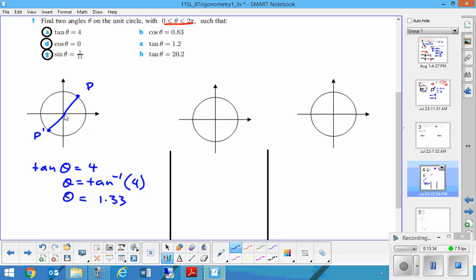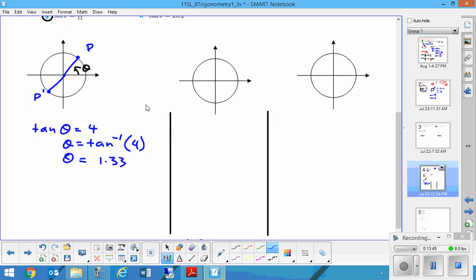So that gives us this angle. But because we're considering the whole circle, it could also be in the third quadrant, which means our theta could be that, or pi plus 1.33, which, checking on your calculators, we get 4.47. So 2 possible values for that answer.